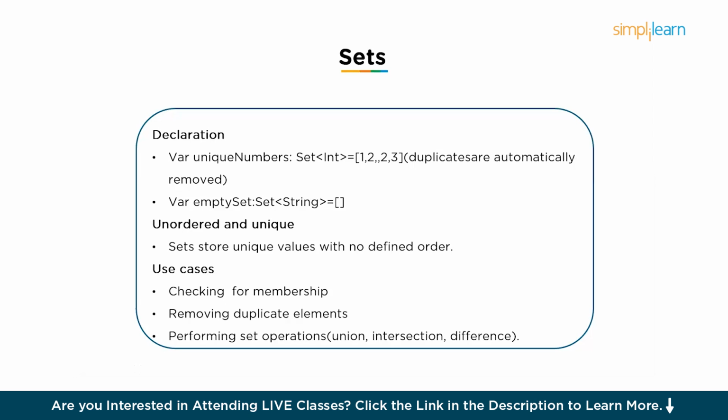The key characteristics of sets are that they store unique values and they do not maintain any specific order. The order in which the elements are stored in a set is not guaranteed. Sets are particularly useful in scenarios where you need to ensure that you don't have any duplicated values and where the order of the elements doesn't matter. Here are some common use cases. You can use it for checking for membership, removing duplicated elements, and performing set operations: union, intersection, and difference.